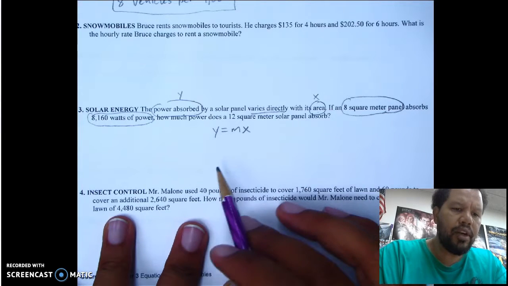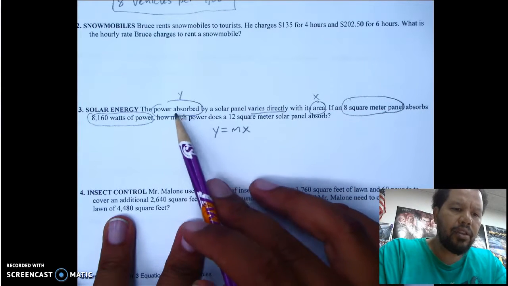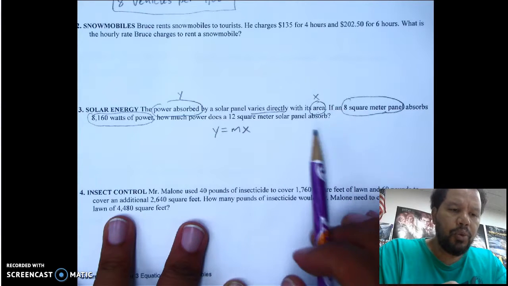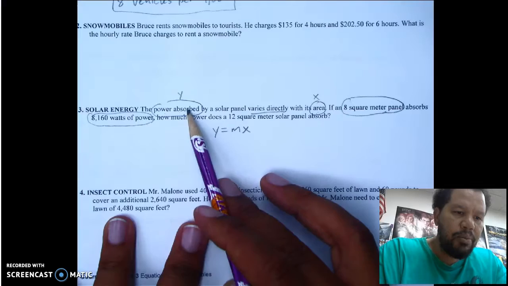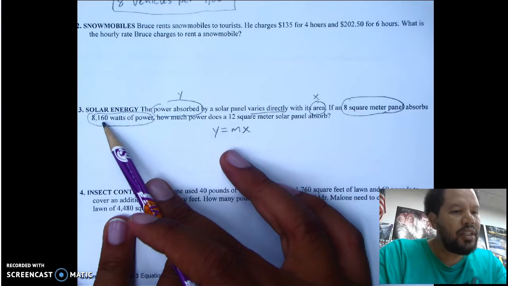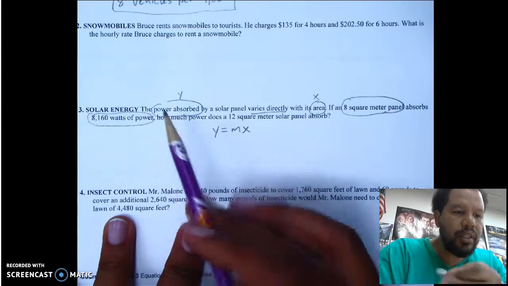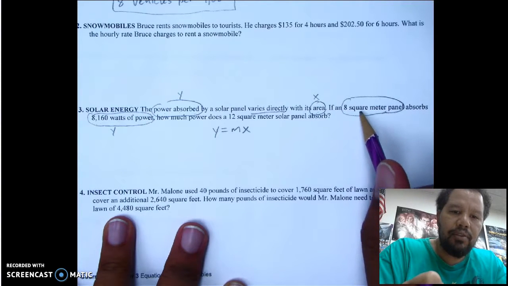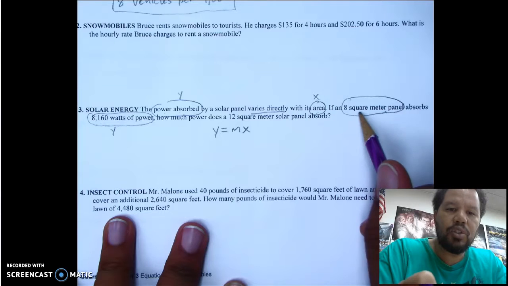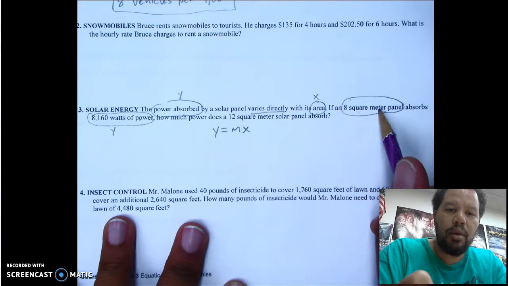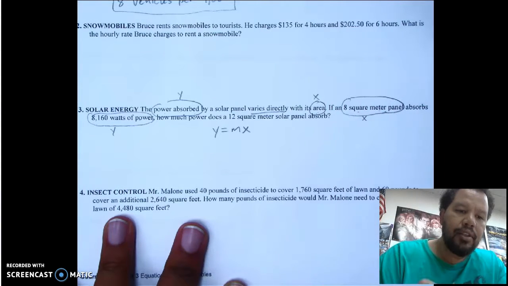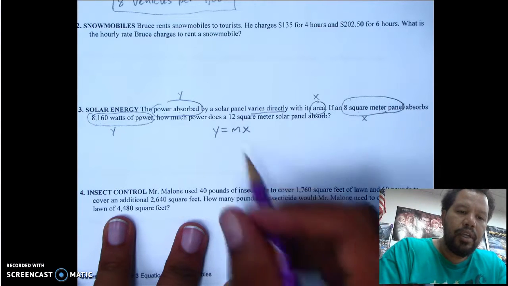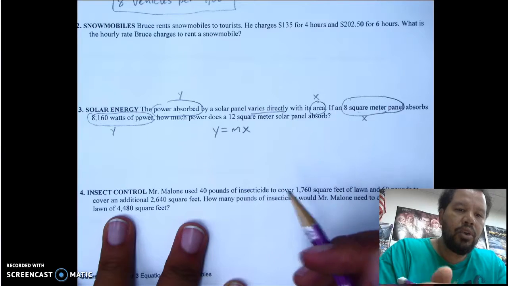So which number is our y? Which one is our x? Power absorbed, area. Well, this says power absorbed, and this one says 8,160 watts of power, so this must be our y value right there. And if you forgot, area is measured in squared units, so this is a square meter. So this is our x. So what we're going to do is plug these values into our direct variation equation.